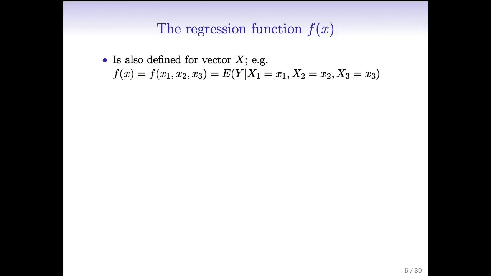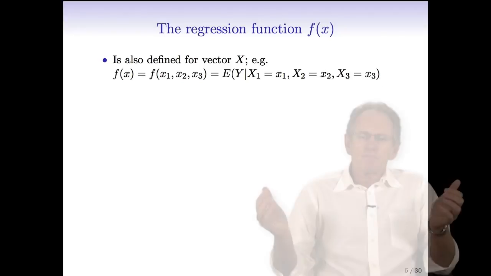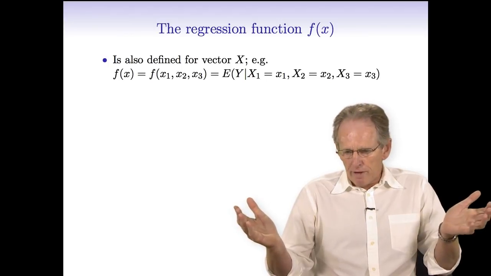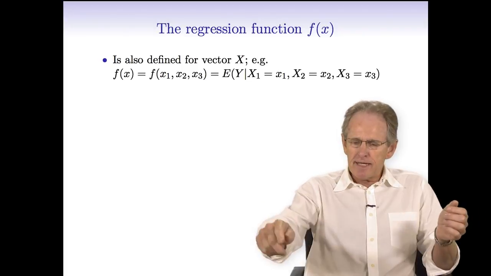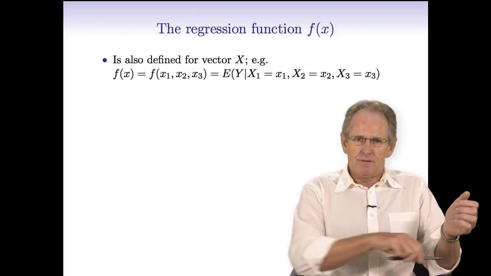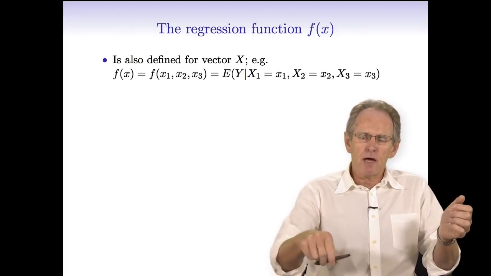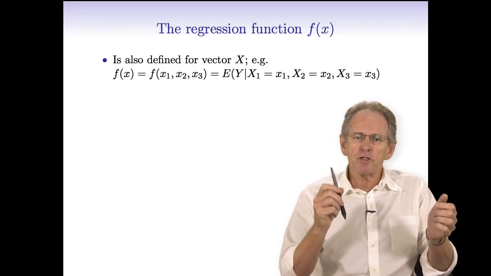So let's talk more about this regression function. It's also defined for a vector x. So if x has got 3 components, for example, it's going to be the conditional expectation of y given the 3 particular instances of the 3 components of x. Let's think of x as being 2-dimensional, because we can think in 3 dimensions. So let's say x lies on the table, 2-dimensional x, and y stands up vertically.